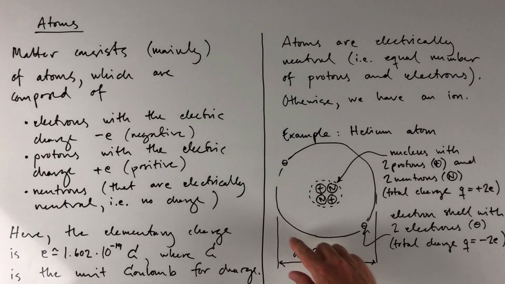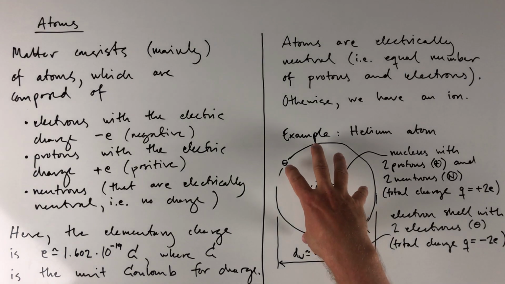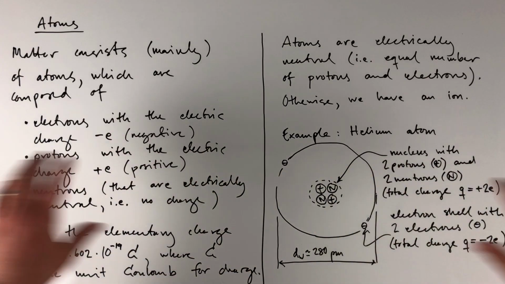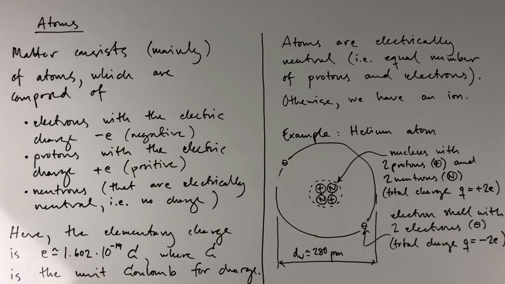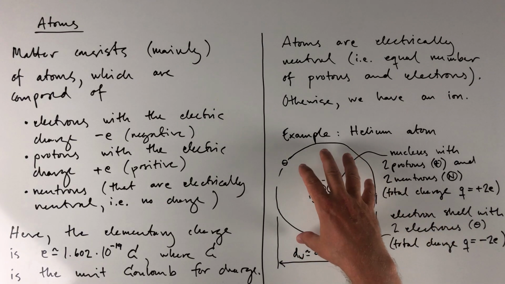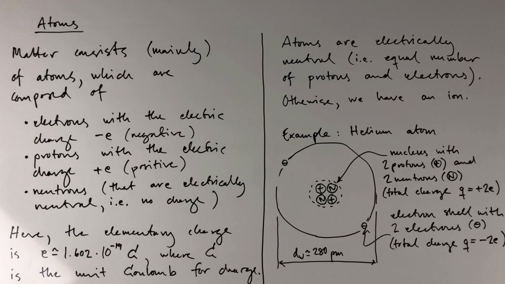The diameter of this helium atom is about 280 picometers, and if we take the population on Earth, some 7 billion people, a little bit more than that, and we take as many helium atoms as we have human beings on Earth and place them on a line like this, then that line will be about 2 meters long. That is to just demonstrate how small these atoms are.